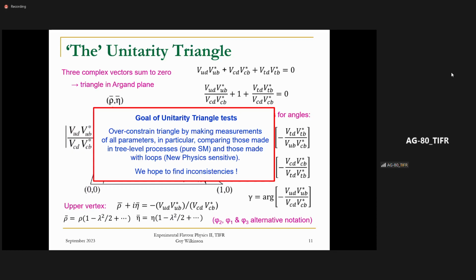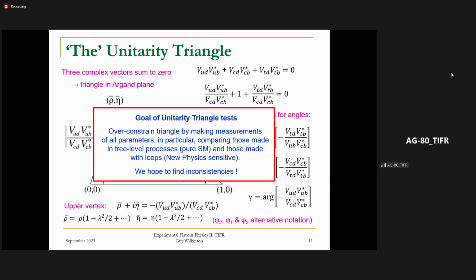Okay, so what should we do experimentally? Experimentally, what we should do is try to over-constrain this triangle. We should make measurements of all parameters and see if everything adds up, that we do indeed have a triangle. If the matrix was more than 3 by 3, then we would find some inconsistencies. And we can do more subtle things than this.